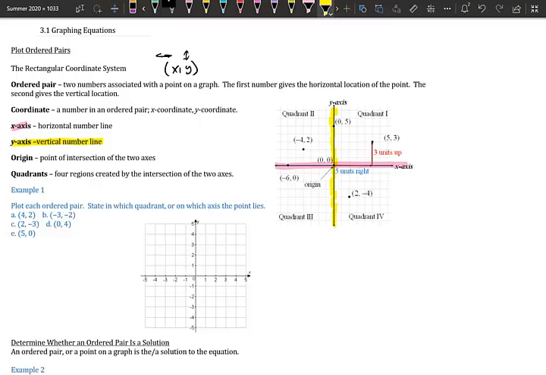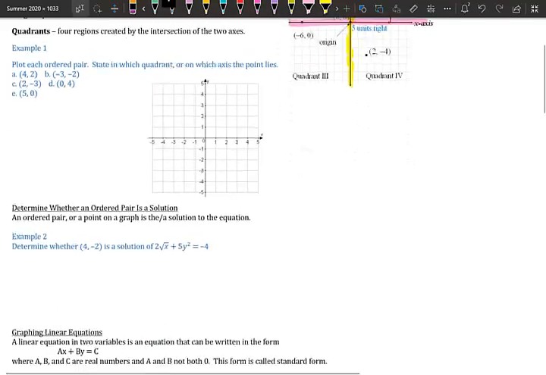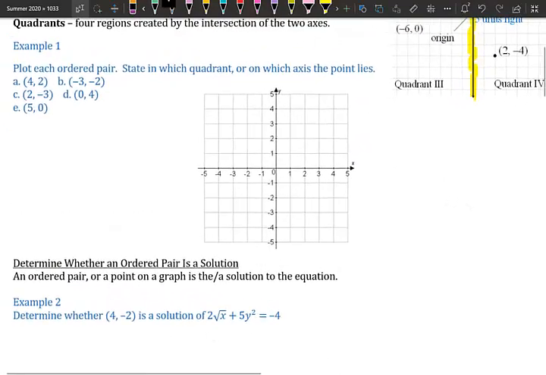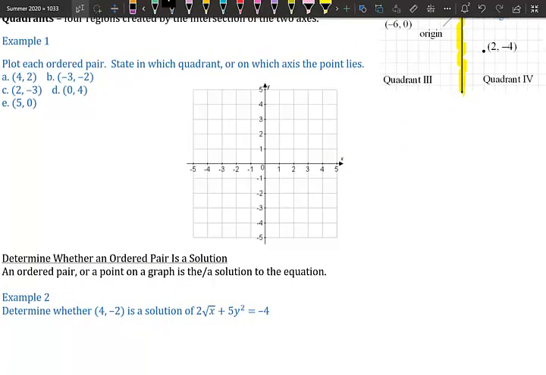Your origin is the point of intersection of the two axes. So we know the origin, it's right at the center. And then quadrants, there are 4 quadrants, and it goes counterclockwise. So we have 1, 2, 3, 4. But all of that is labeled, and we know how to plot points. So that's what we're going to do. We're going to practice plotting points, and then we're going to state which quadrant it's in.